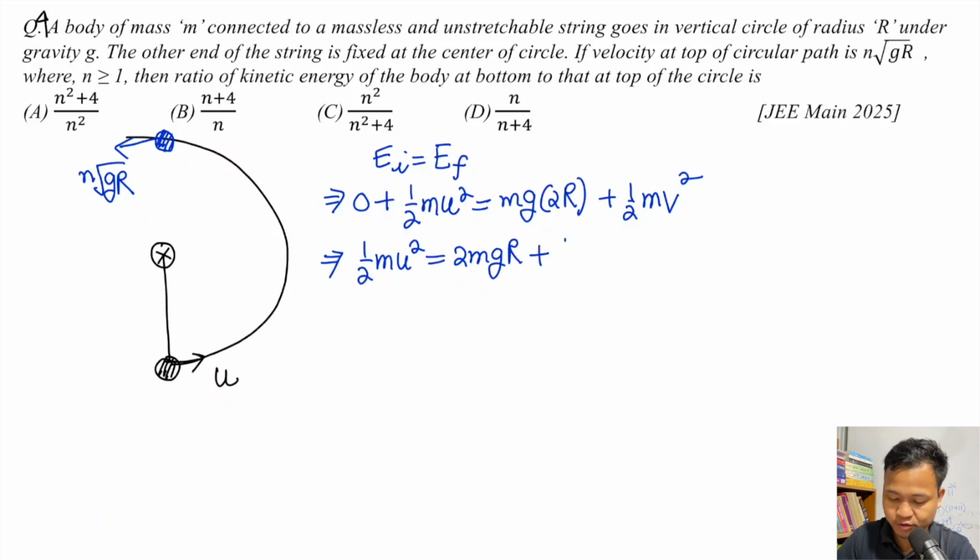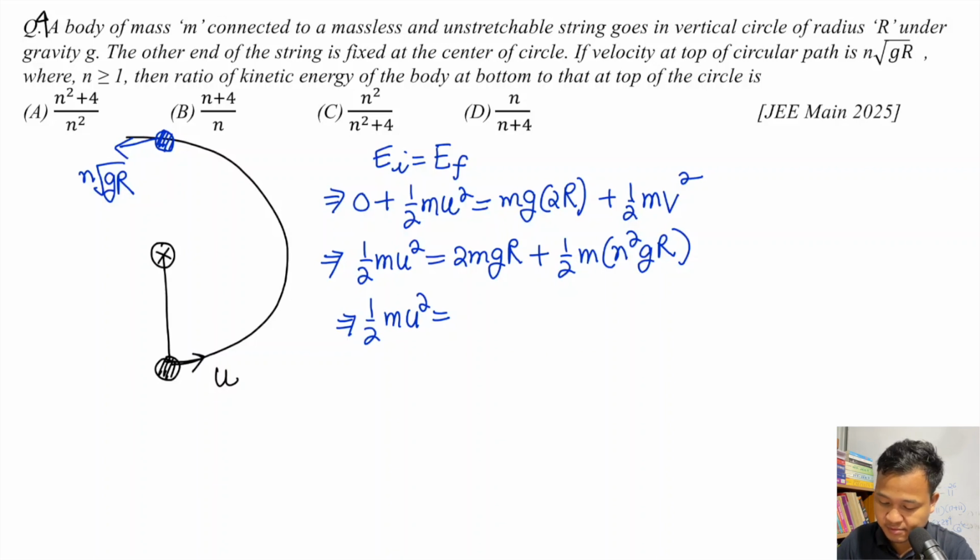Now put the v value. So half m into n square into g into r replaces v square. From here I can see that half m u square is equal to, and m g is common. First, multiply both sides by 2. So 2 are 4. Let's just solve this one. So mg is common, mgr is common. So you will have here 2 plus n squared, divided by 2.